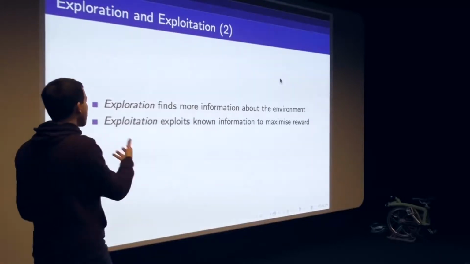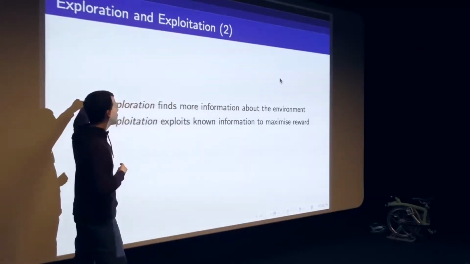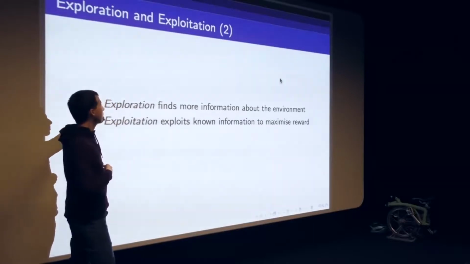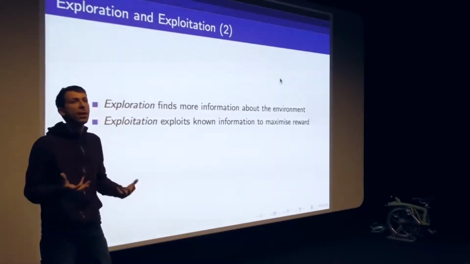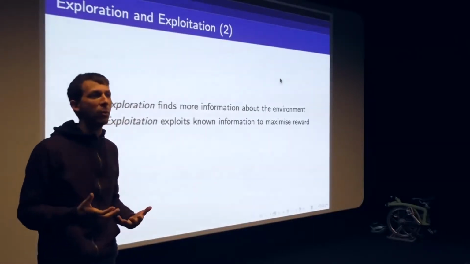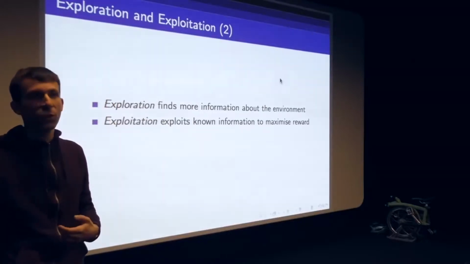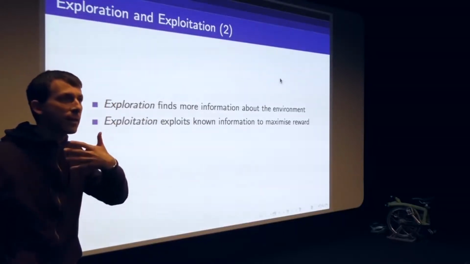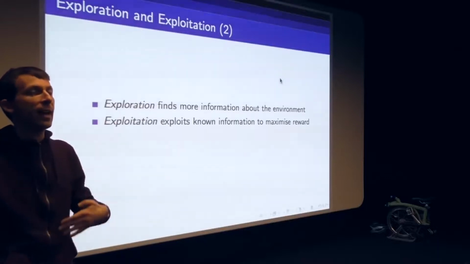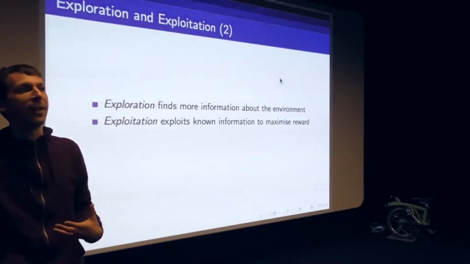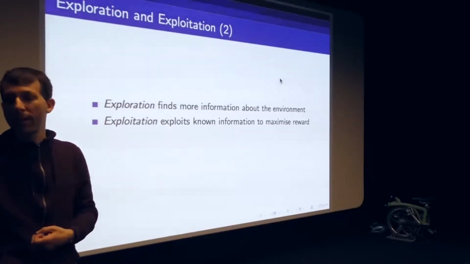So we've got this balance between exploration and exploitation. Exploration: find out more about the environment. Exploitation means exploit the information you've already found to maximize your reward. It's the exploration-exploitation trade-off. It's universal to reinforcement learning and kind of special to reinforcement learning. It doesn't come up elsewhere in machine learning.